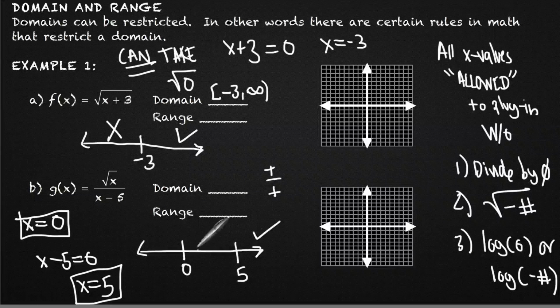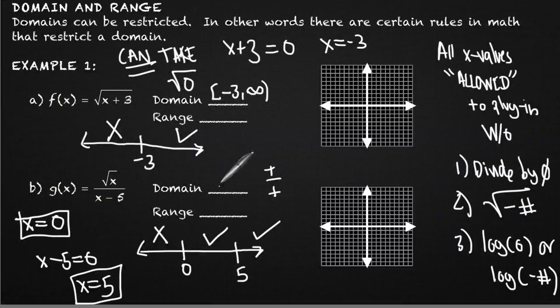Now, something between 0 and 5, like 3. Square root of 3, still okay. 3 minus 5 is negative 2. It's okay to have a negative on the bottom, just can't have 0 on the bottom. So, check. Now, something less than 0 is not going to work because you can't take the square root of anything negative. So, that's going to be an x.